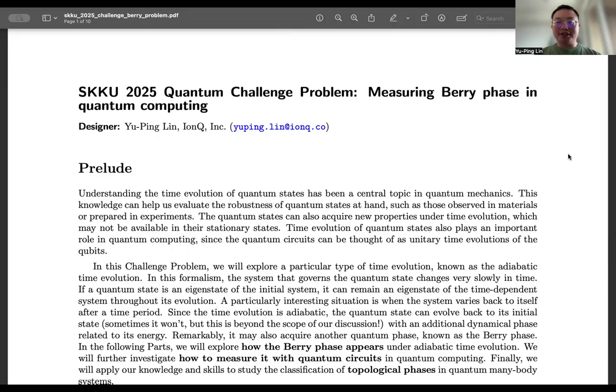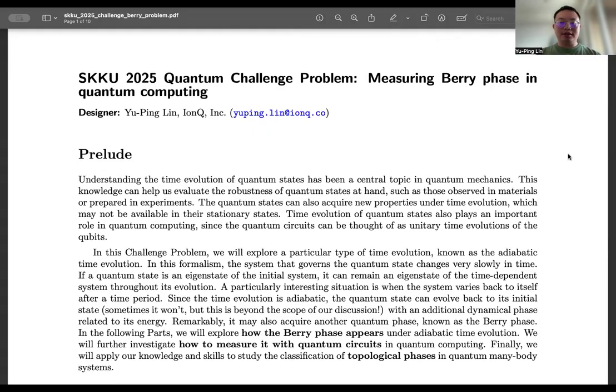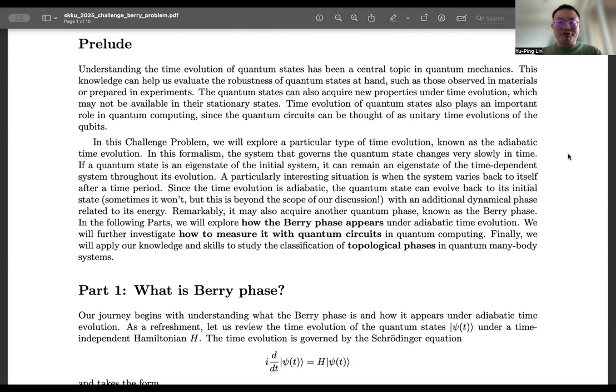Here I want to present to you the problem I designed for the quantum challenge, which is measuring the Berry phase in quantum computing. The challenge problem consists of three parts. First, how the Berry phase appears in adiabatic time evolution. Second, how we can measure it in quantum circuits. And third, how the Berry phase appears in topological phases and how we can measure it.